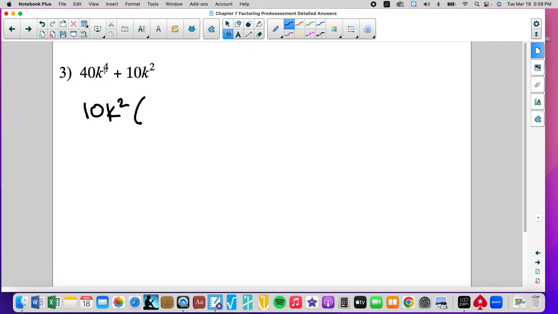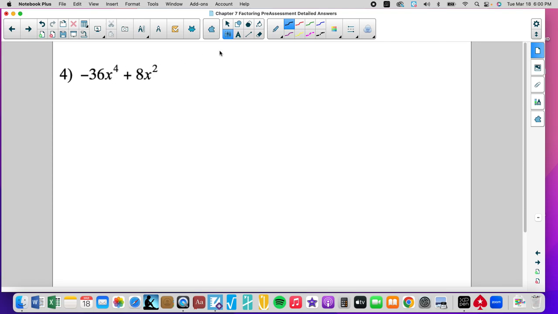If I take that from 40k to the fourth, that leaves me with 4k squared. And if I take 10k squared from 10k squared, I'm left with 1. So all of this should be done that fast, that mental math, and this should be something that is relatively a warm-up drill for the next section.